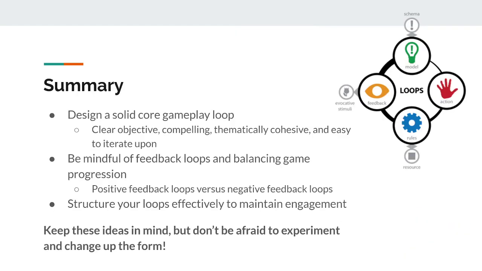Alright, so as a summary, we talked about how to design a solid gameplay loop. When you're designing your core gameplay loop, some elements to keep in mind are having a clear objective, making it a compelling game loop, making it thematically cohesive and easy to iterate upon. Being mindful of feedback loops and balancing game progression. So use positive feedback loops to reward the player, but don't overuse it or else you'll snowball the game out of control. And use negative feedback loops to bring more balance. But don't overuse those either or else you'll send the player mixed messages.